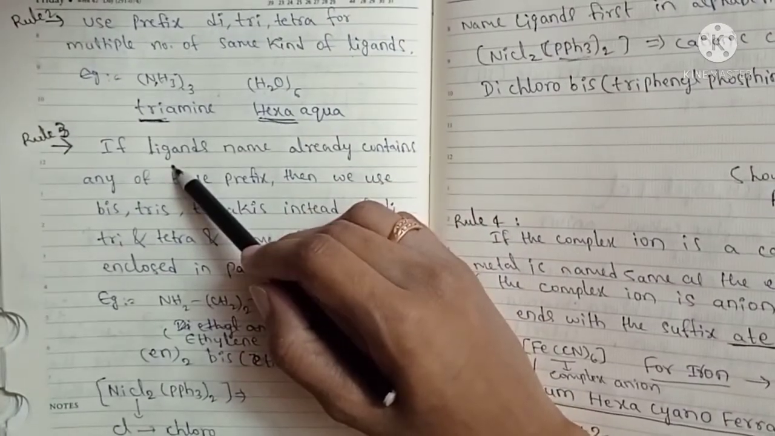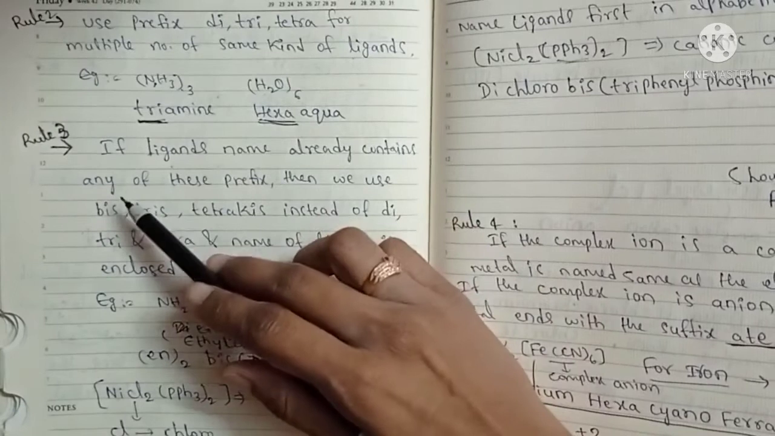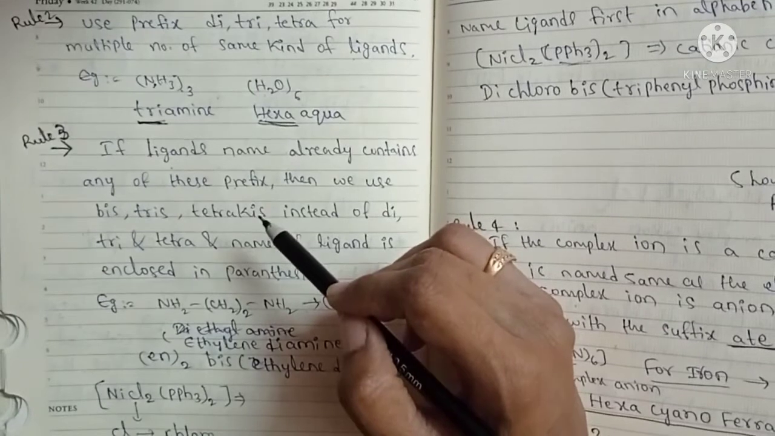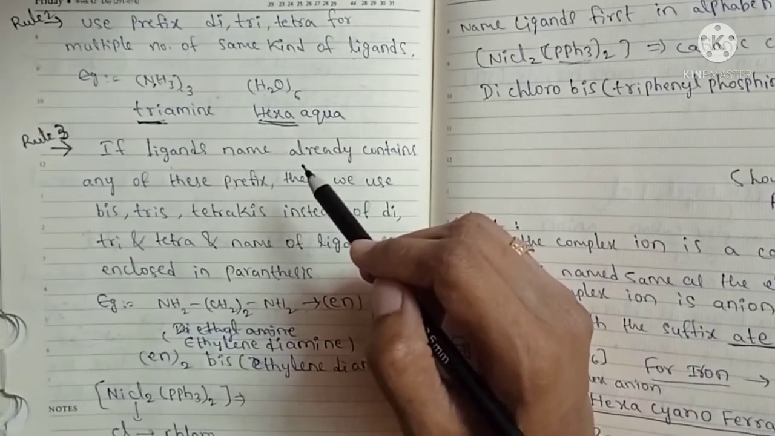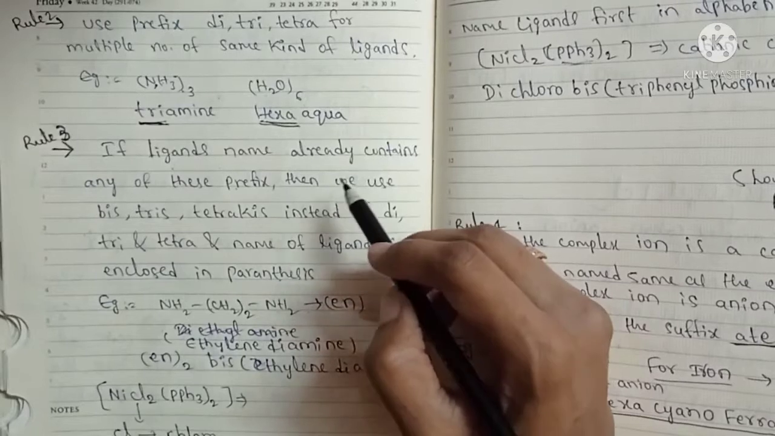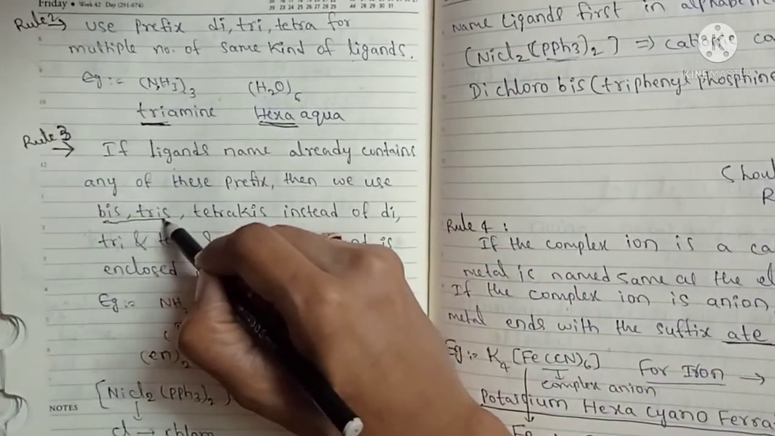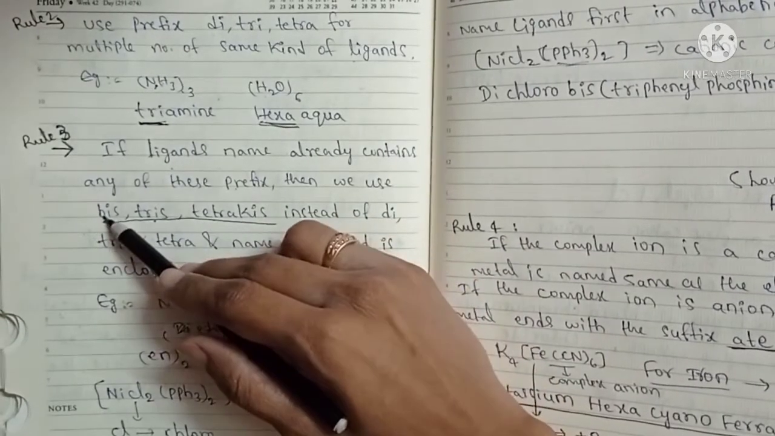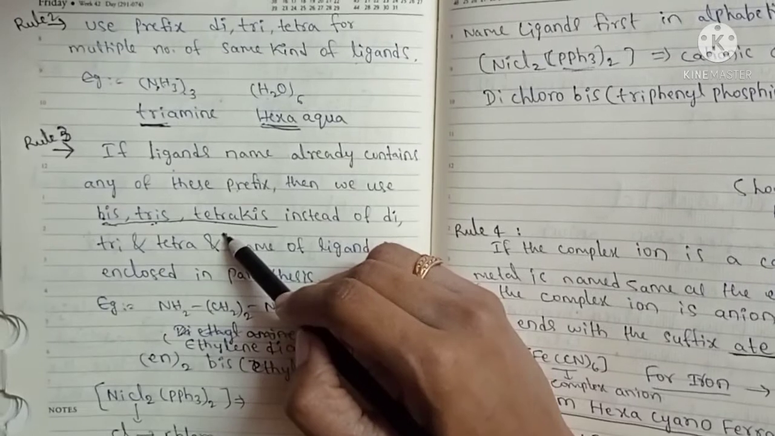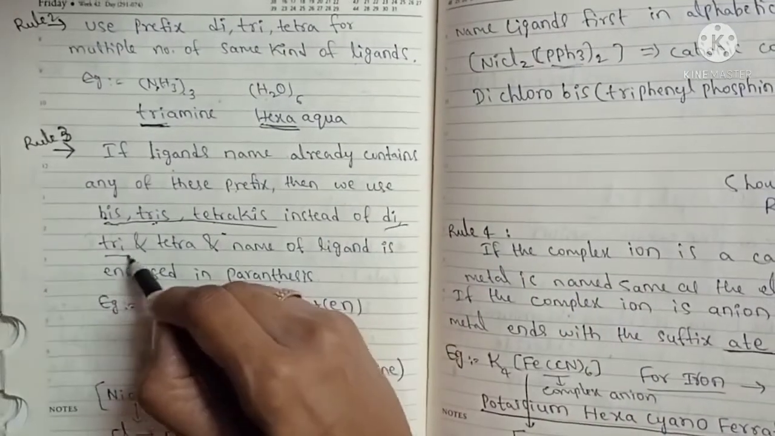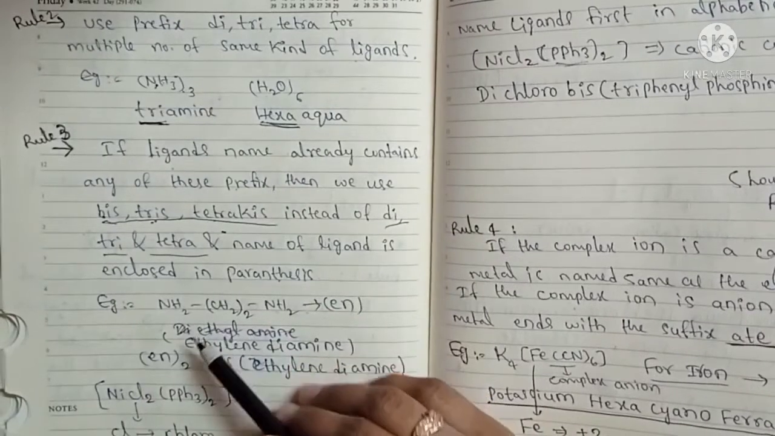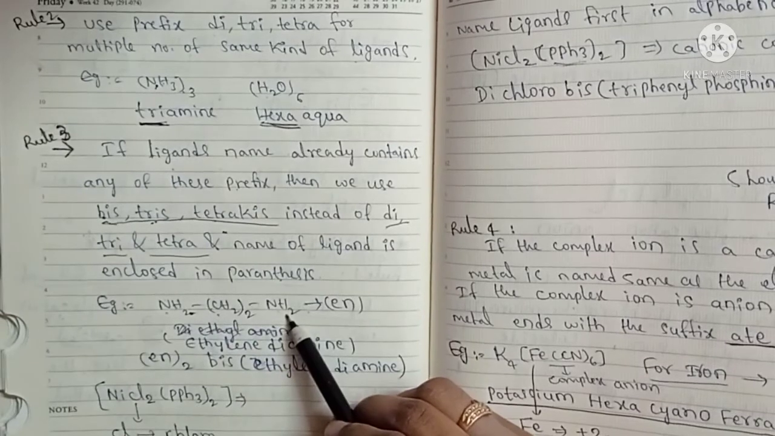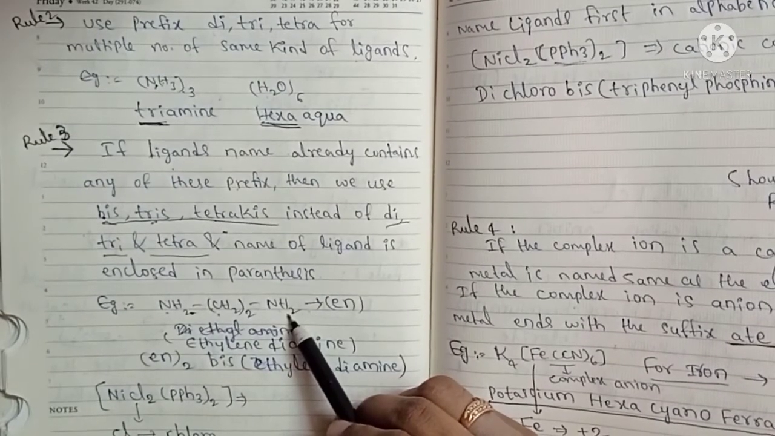Next rule. If the ligand's name already contains any of these prefixes, for example di or tri is in the name of the ligand, then we will use bis, tris, tetrakis. These prefixes are used instead of di, tri and tetra. For example, this is the ligand NH2, CH2, CH2, NH2. So this is ethylene diamine.